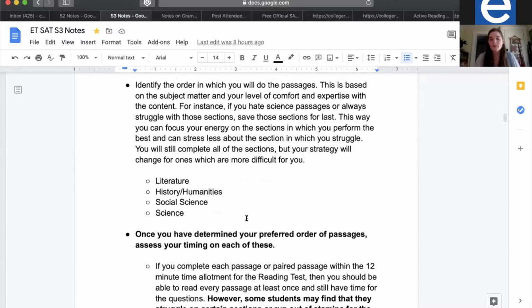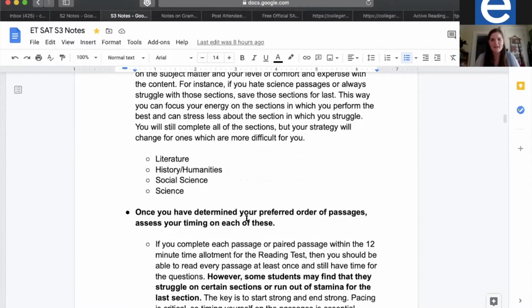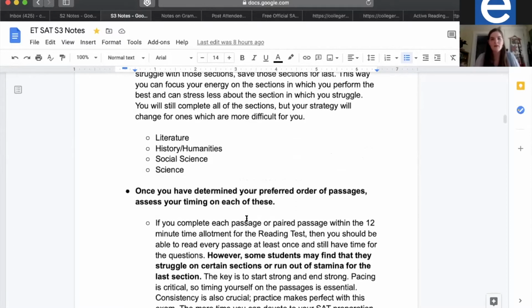Okay. The name of the game is to make this as easy as possible. Okay. And as painless as possible. You're still going to be completing all of the different sections, but your strategy is going to adapt or change depending on the ones that are more difficult for you or easier for you.